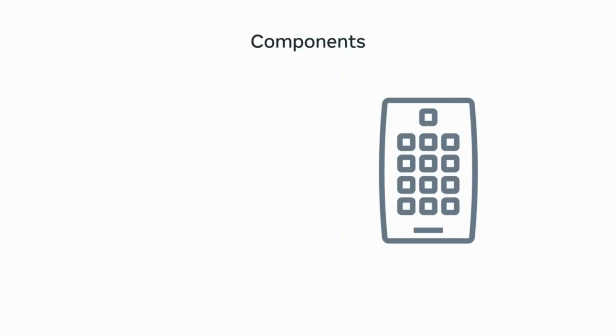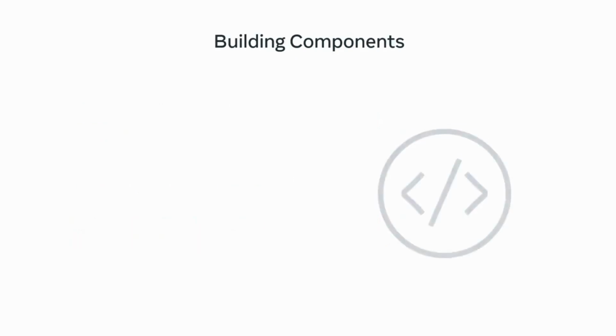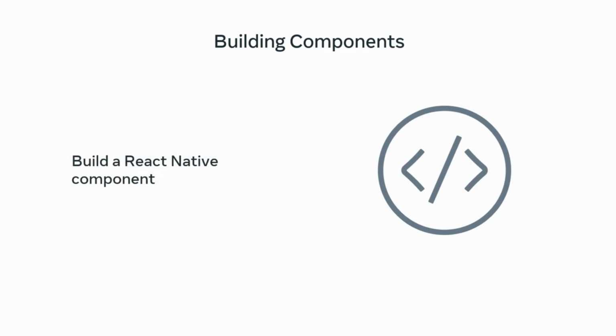You then undertook the third lesson in this module, in which you learned about React Native components. Following this lesson, you should now be able to describe how React Native components are categorized, explain how different sets of components are used to build apps, and describe a basic overview of React Native components. You should also be able to build your very first component using React Native.